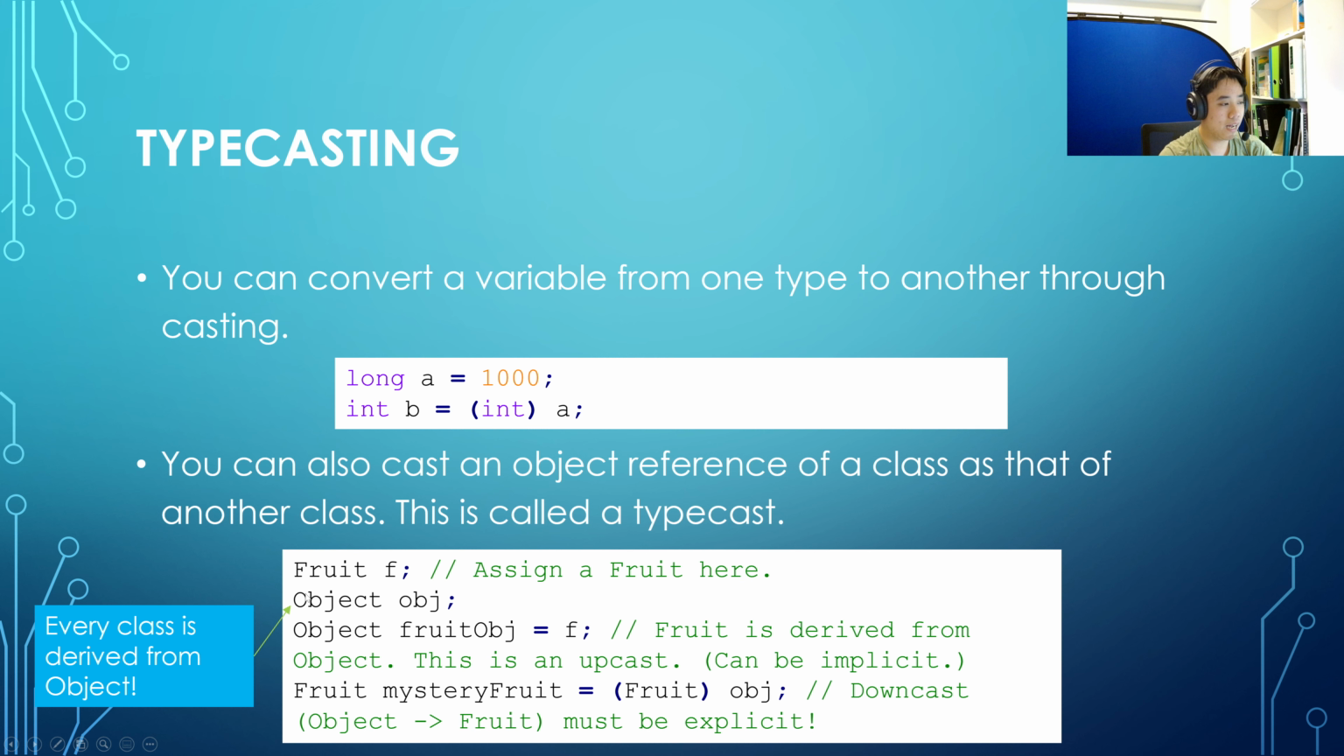So for example, I have an object that is potentially actually a fruit type, but I want to work with that object obj like it's a fruit. So I do a downcast, assuming that it succeeds. So you typecast object as a fruit, basically.